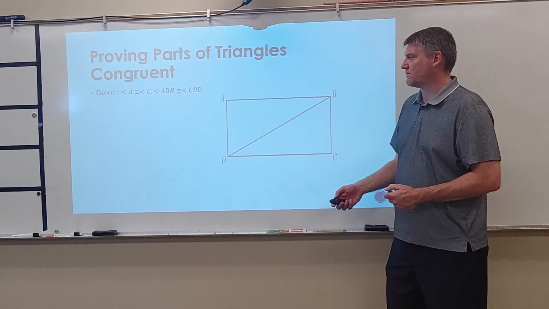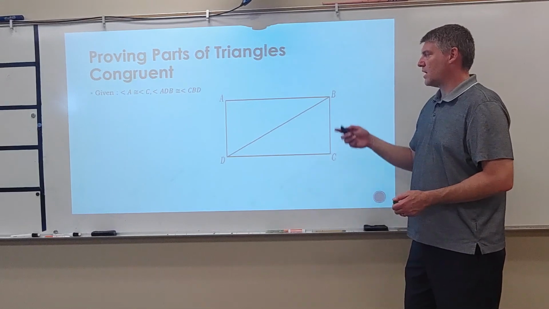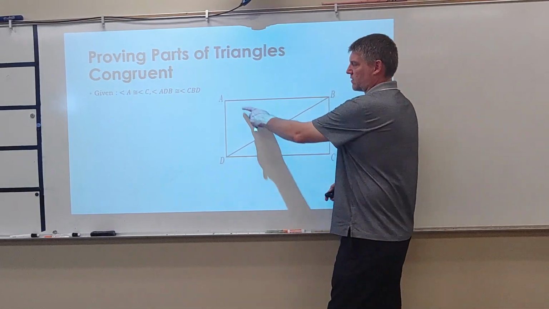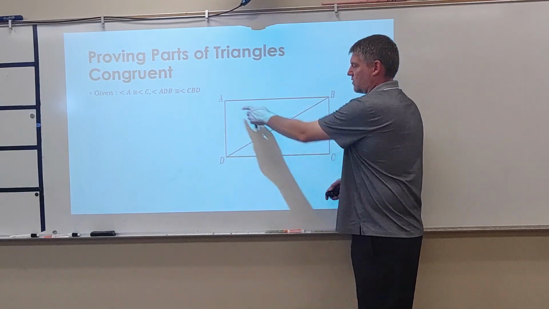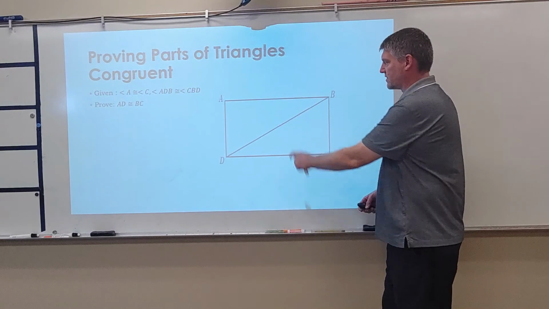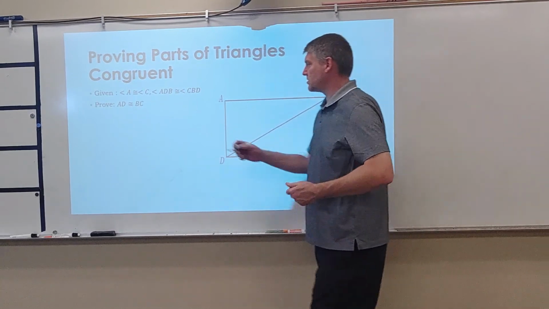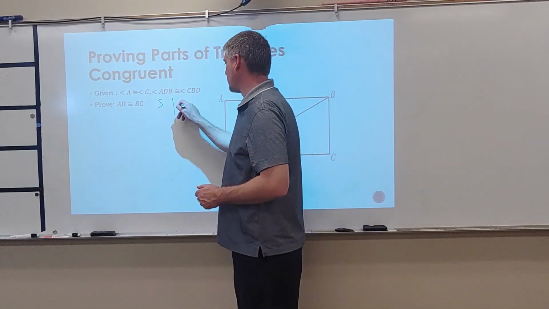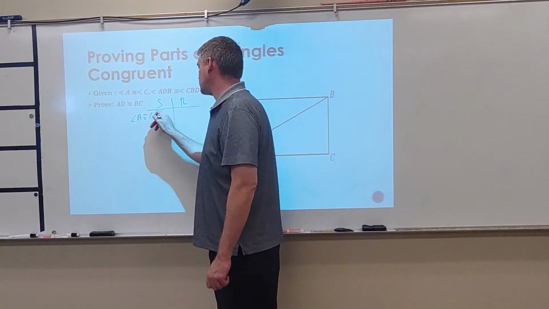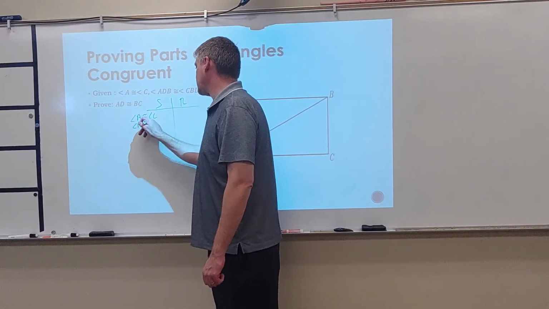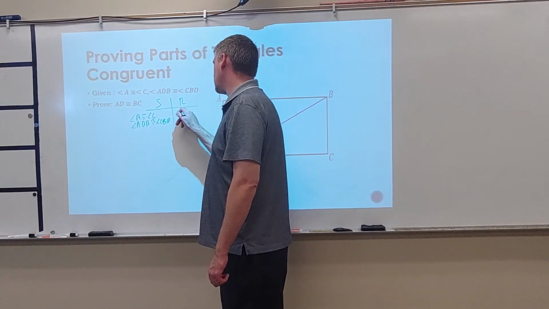So here I have given angle A is congruent to angle C. Angle ADB is congruent to angle CBD. Now I want to prove that this side and this side are congruent. So you're going to start with your statements and your reasons. The first thing, angle A is congruent to angle C. Angle ADB is congruent to angle CBD, given.